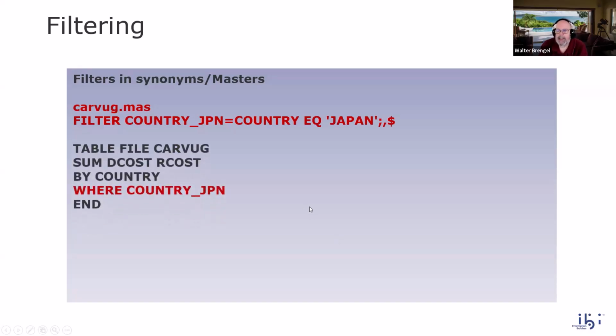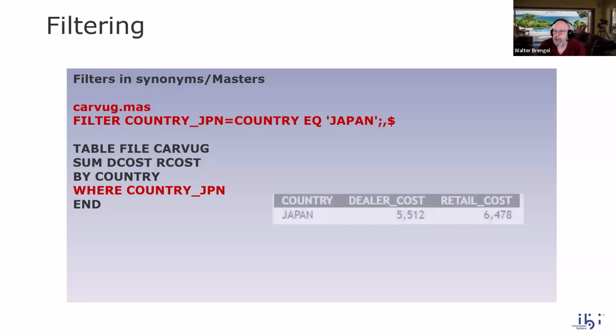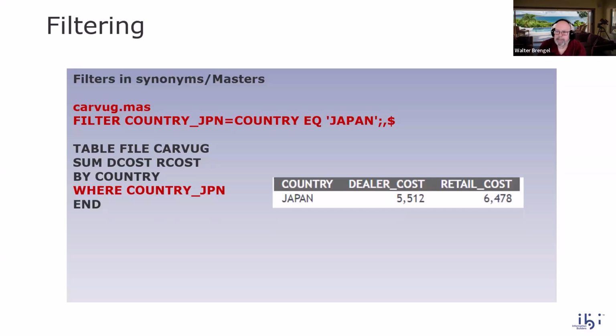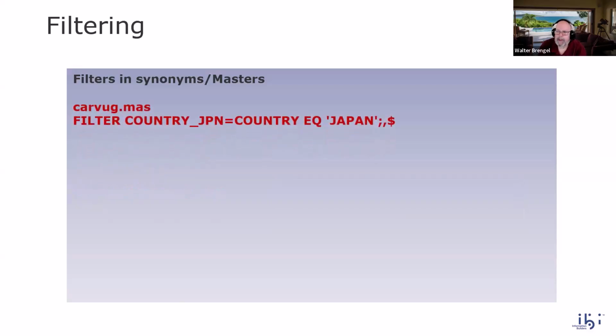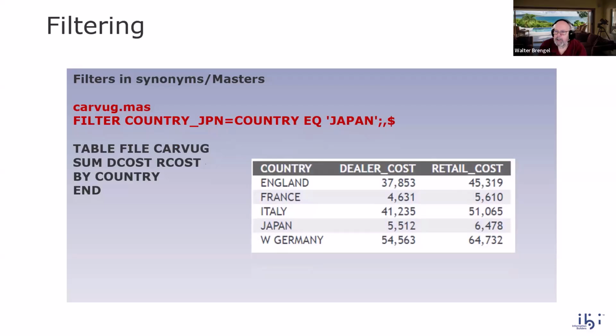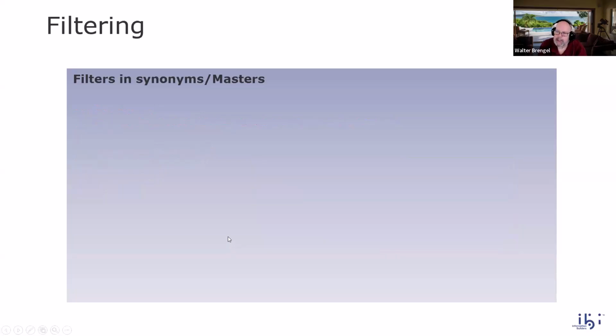To use it, I say where and just mention the name. So now when I run the query, I get just Japan. So notice if I run and I have my filter Japan in the master, and I say table file carvug, sum d cost r cost, I got everything output. Because just like a filter file, I didn't turn it on. So unless I have a where country underscore JPN, it's not going to be activated unless I make it mandatory.